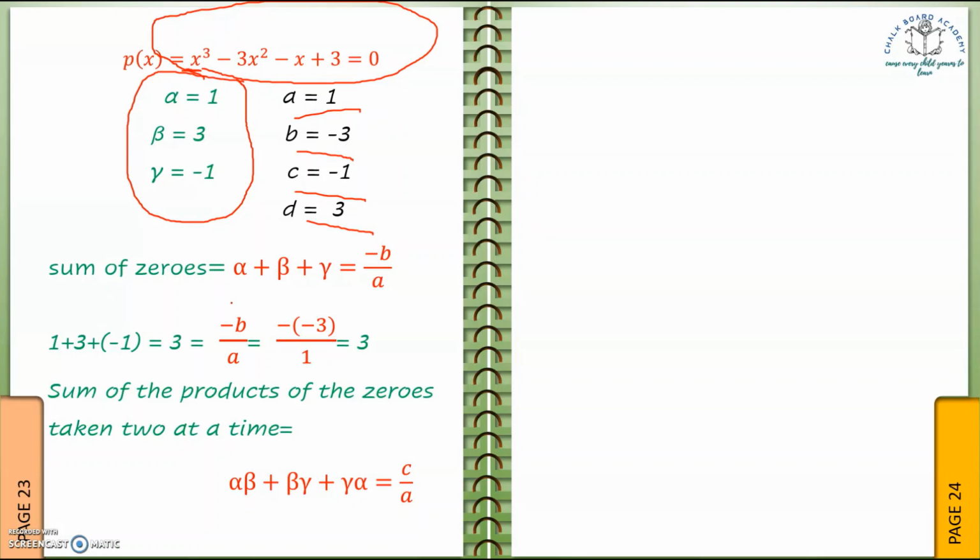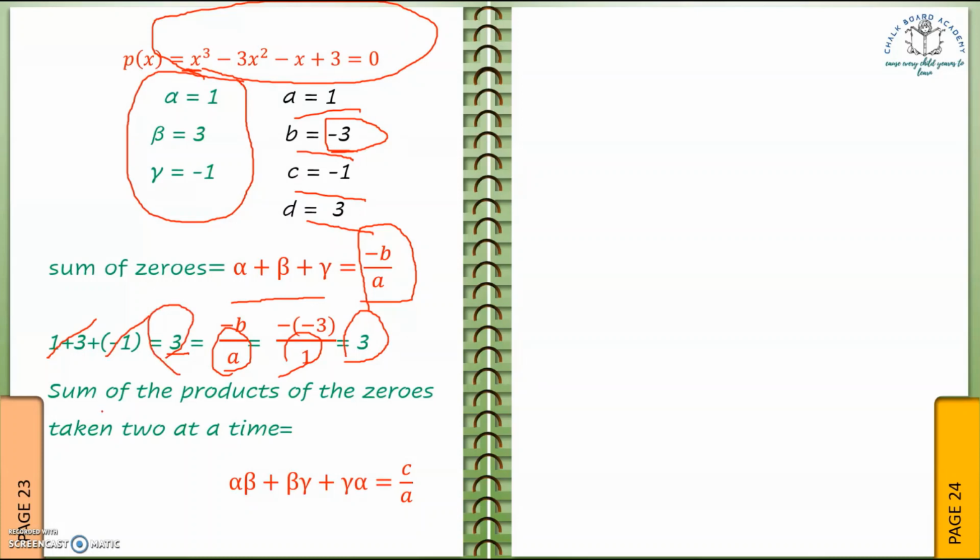So now we have alpha plus beta plus gamma, that is equal to minus B by A. So alpha, that is 1 plus 3 plus -1. So -1 is eliminated by 1 and we get the answer as 3. Now minus B by A, B already is here in negative form. So minus -3, that is equal to 3. And then A, we know here is 1. So the answer becomes 3 here, which is equal to this 3. First relation is proved here.